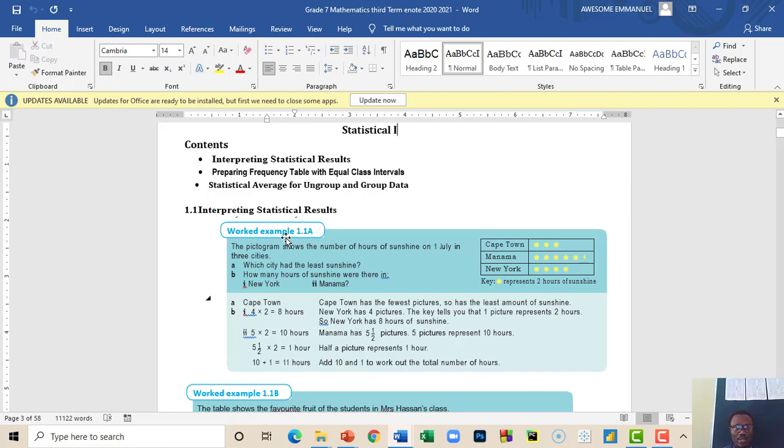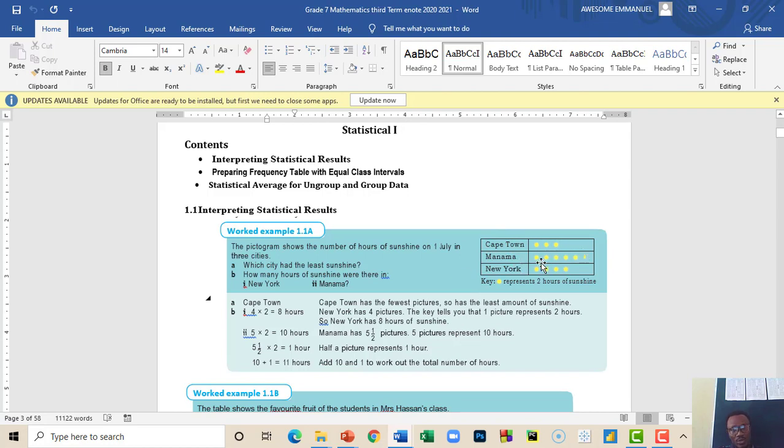Now, this is also statistics, but in this case we're trying to interpret some statistical data. Now look at the question. In Ambassadors we do checkpoints. Checkpoints are another form of Cambridge exam. So these are checkpoint related questions. They can still be useful to you in this competition, because at times some questions will just test your reasoning ability. Now this question is saying the pictogram shows the number of hours of sunshine on the 1st of July in 3 cities. The cities are Cape Town, Manama, and New York.